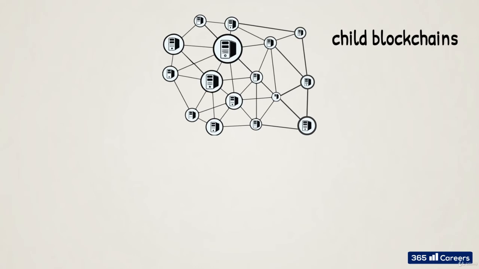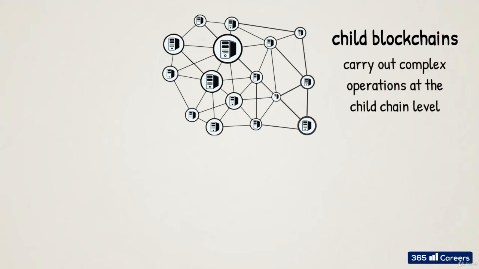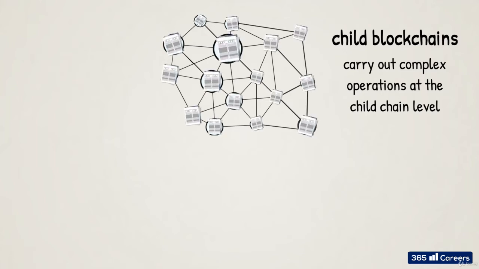The novelty here is that Plasma allows for so-called child blockchains, attached to the main Ethereum blockchain through a set of smart contracts. Each child chain, in turn, can have its own child subchains. This architecture enables many complex operations to be done by smart contracts only at the child chain level, with minimal interaction with the Ethereum main net. In this way, the scaling of entire decentralized applications can be managed.